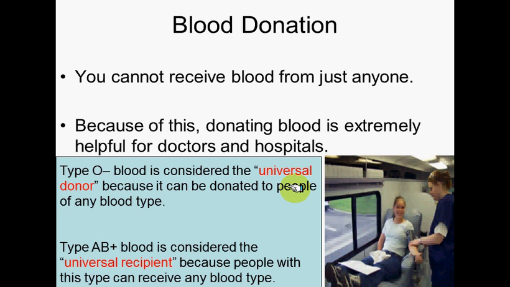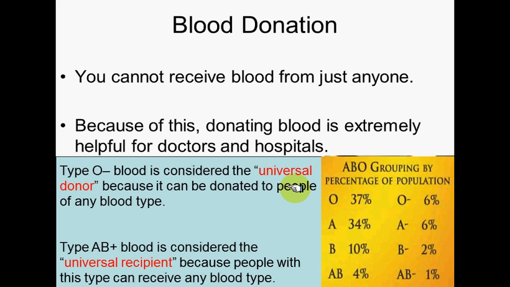And this is just an ABO grouping by percentage of population. This is just how common it is. Like I always tell my students, I have type B blood, and so 10% of the population has that same type. And if you know your blood type, you can find it on here. The most common is right here, it's O positive, and the least common is AB negative.